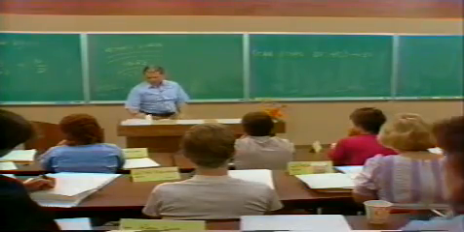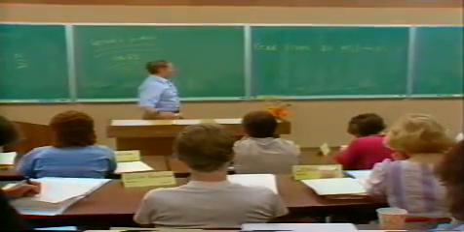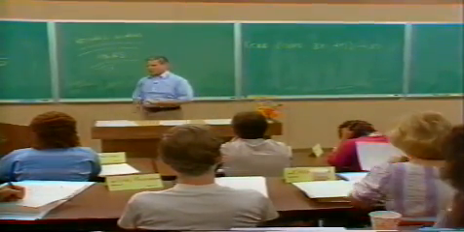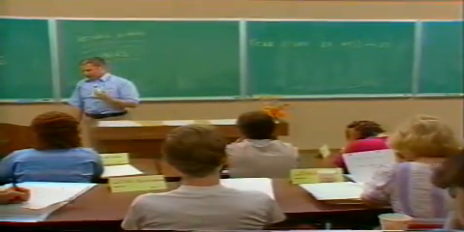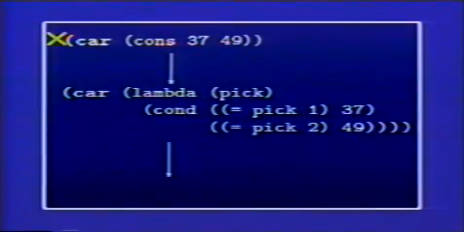How would I actually, right, how can we check this? We sort of know how to do that. It's just the same substitution model. Right, let's look. We start out and we say, what's car of cons of 37 and 49?